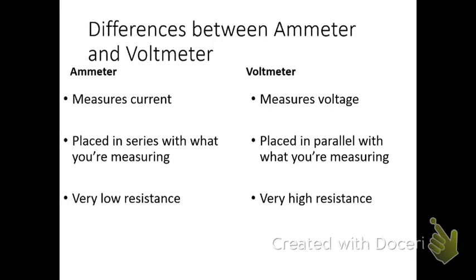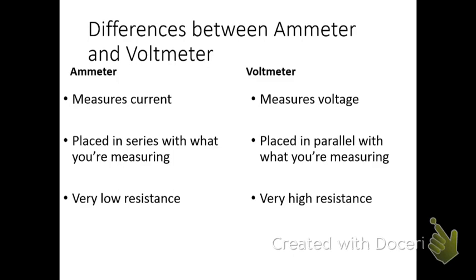We used electrical devices, we just used a digital multimeter. A multimeter can be set up as a voltmeter, which measures voltage, or as an ammeter, which measures current. If you're going to have it as an ammeter, you've got to place it in series.